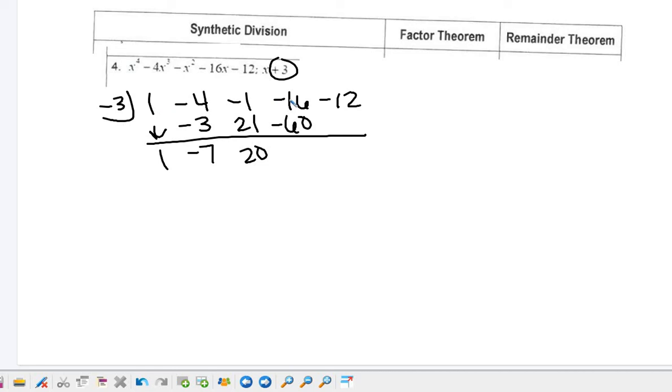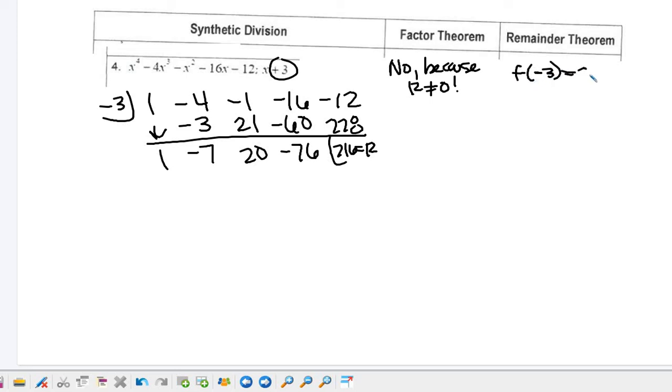1, negative 4, negative 1, negative 16, negative 12, negative 3, negative 7. Okay, negative 76. So this one is nice. So 228 plus a negative 12 is 216. So factor theorem says no, this is not a 0 because the remainder is not equal to 0. So for it to be a 0, the remainder of the output has to be 0. But for remainder theorem, this means f of negative 3 is equal to 216.